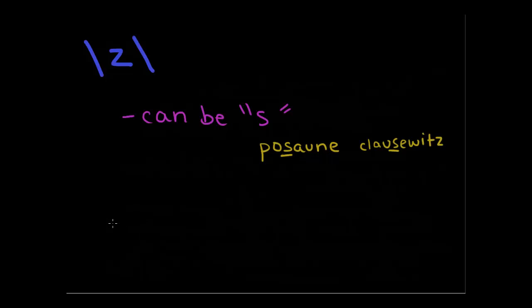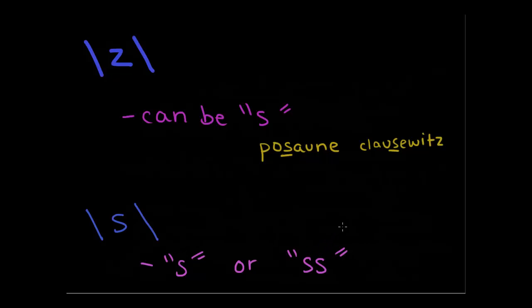The S sound, this sound, S, it's going to be an S or an SS. And if this looks a little not so clean right now, don't worry, I'll explain in a second. S or SS. So if you hear the Z sound, it's going to be spelled with an S. Okay, as such, Posaune and Clausewitz. If you hear the S sound, it's going to be S or SS.